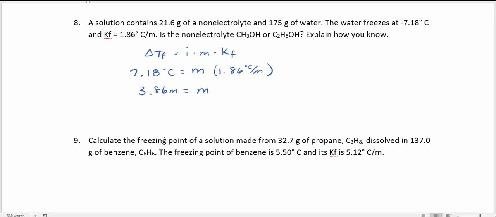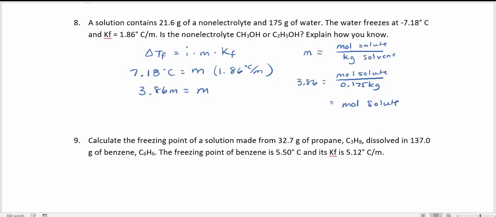So we can calculate the molality of this solution to be 3.86 molal units. Now we can back calculate even further because molal, at lowercase m, is the moles of the solute divided by the kilograms of the solvent. Now I know m is 3.86. I do not know how many moles of solute I have, but I do know I have 175 grams, so 0.175 kilograms of water. That makes the moles of my solute equal to 0.6755.